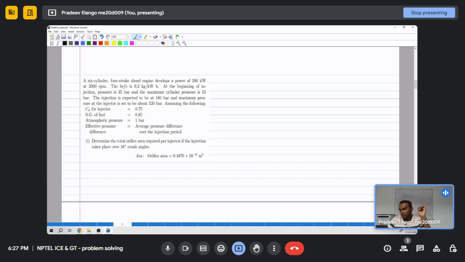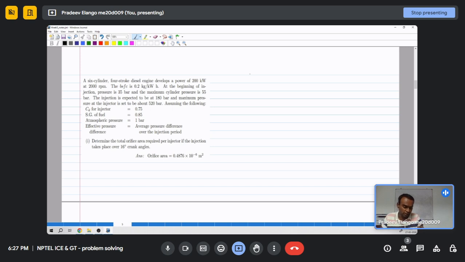So a six-cylinder four-stroke diesel engine is given, the power and speed are given, BSFC is given. With these we can calculate the fuel quantity required for one cycle in one cylinder. Then we know the quantity. Now the pressure difference is given: the in-cylinder pressure varies from 35 bar to 55 bar during injection, and at the same time upstream of the injector the pressure starts from 180 bar and ends at 520 bar. So across the orifice the pressure difference is varying.